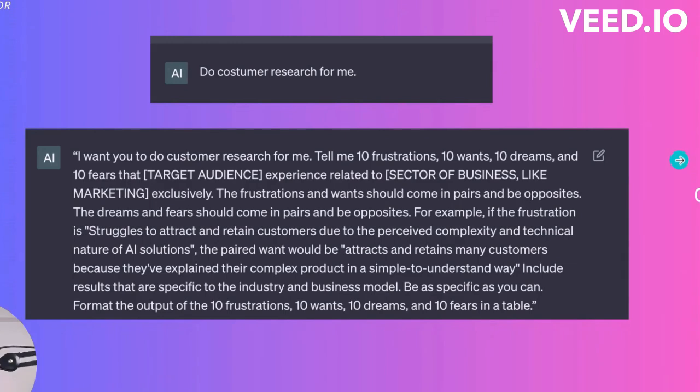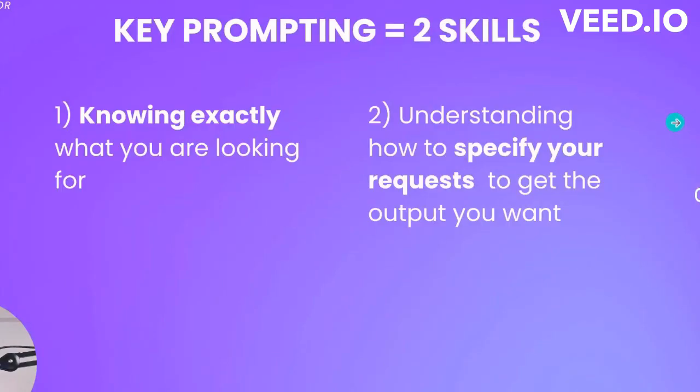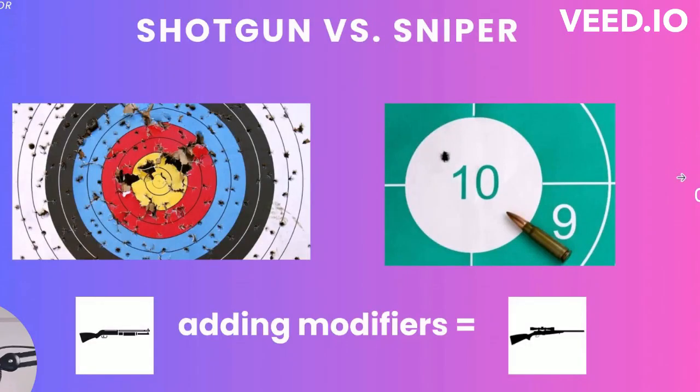So before you get scared at a big prompt like this, I want you to understand that the key to prompting ChatGPT really lies in two skills. The first one is knowing exactly what you're looking for. The second one is understanding how to specify your request to get the output that you want. And the mental model I created is turning the shotgun into a sniper.